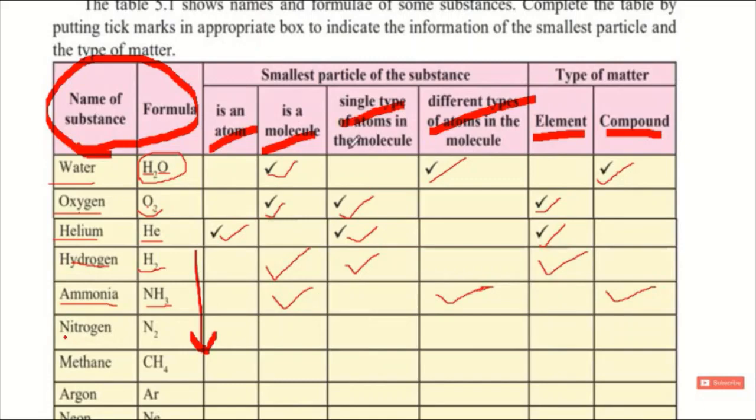Now next substance is nitrogen. Its formula N2. As two atoms of nitrogen are present in nitrogen, hence nitrogen is a molecule. As in nitrogen, same type of atoms are present in a molecule, hence nitrogen is a single type of atoms in the molecule. As single type of atom is present in nitrogen molecule, hence it is an element.